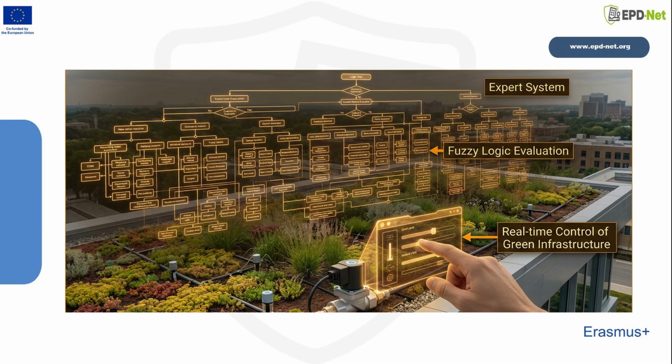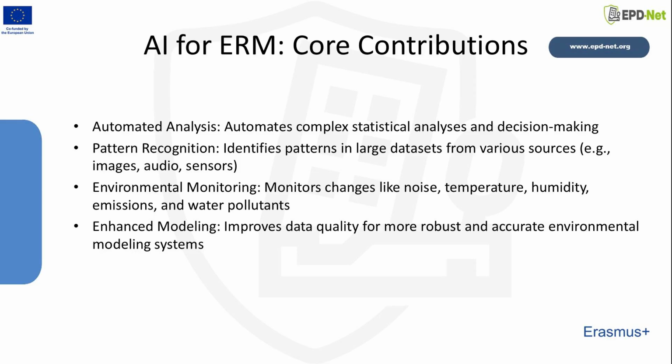risk reduction project. Now that we have established the need for AI and understood its core paradigms, let's focus on the direct contributions of AI to ecological risk mapping. One of AI's most powerful contributions is automated analysis. AI has the potential to accelerate the decision-making process by automating complex statistical analyses. This capability is particularly relevant when dealing with vast amounts of environmental data, helping to reduce economic uncertainty and assist in critical decisions. Secondly, AI excels at pattern recognition.